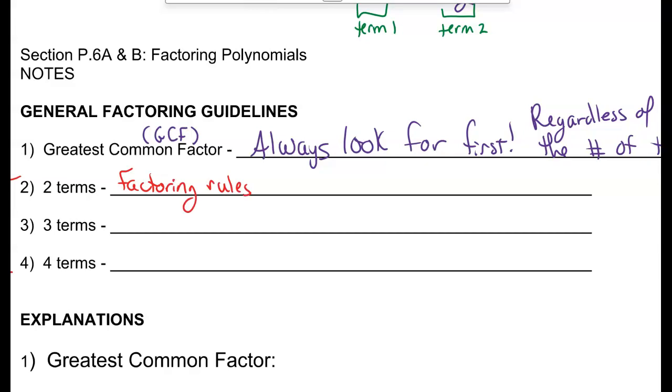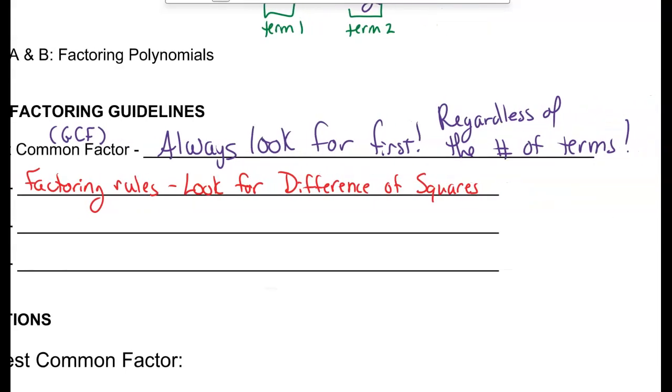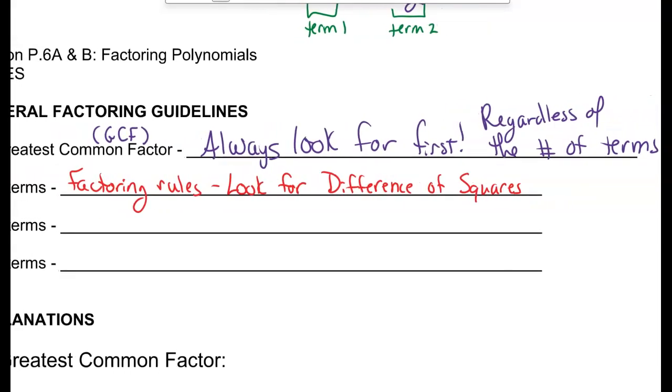All right, so the factoring rules say that if there are 2 terms, look for a difference of squares. Remember we did those the other day in our extension one. I'll give you a quick easy example: x squared minus 4. Is that 2 terms? Is x squared a perfect square? Is 4 a perfect square? And difference means what type of rule? Subtraction.